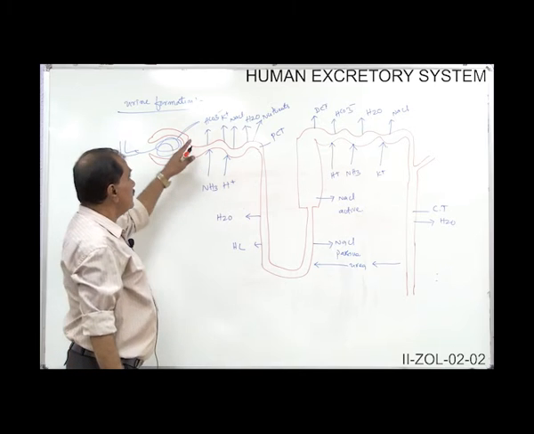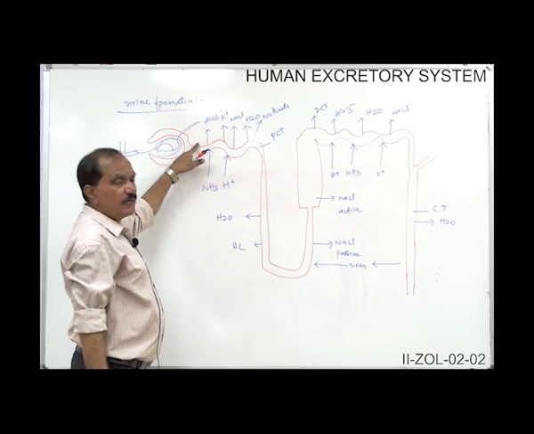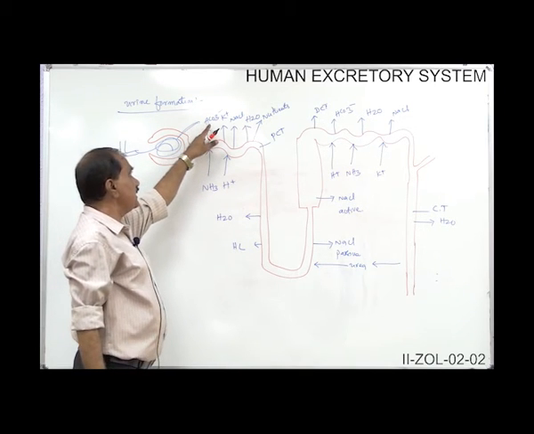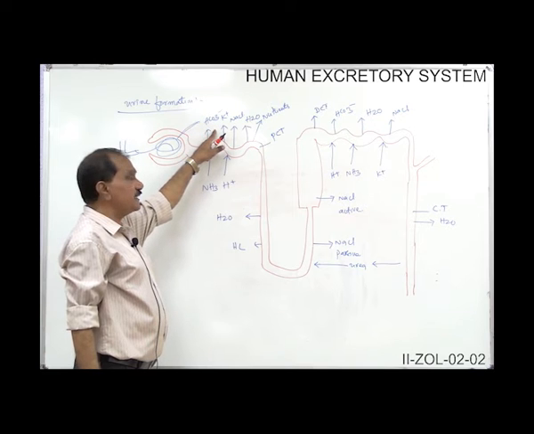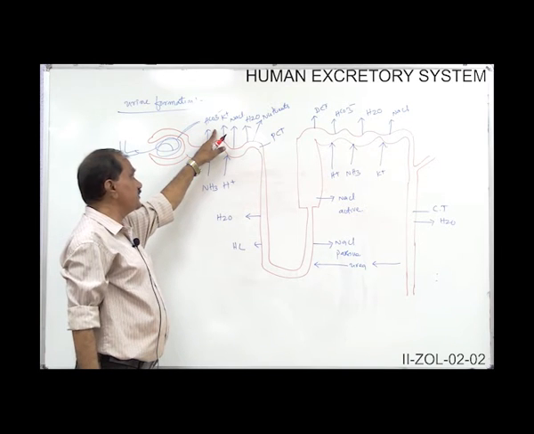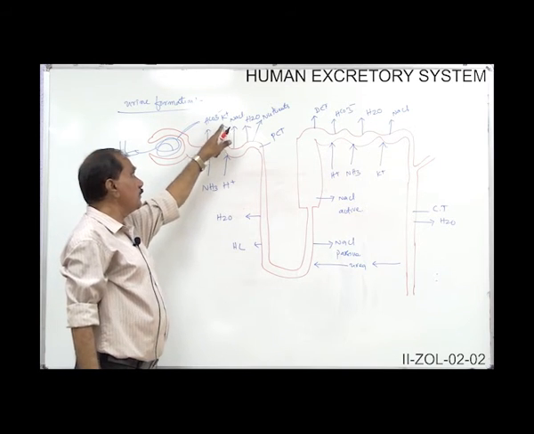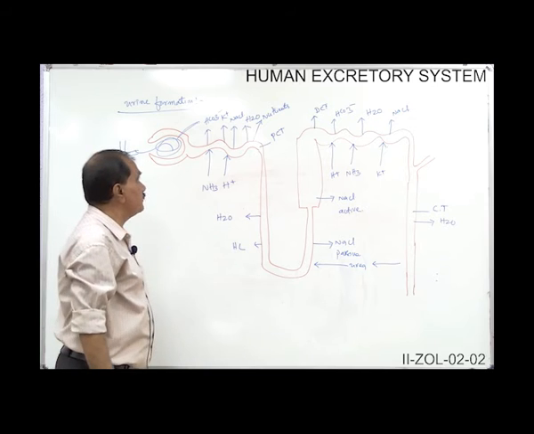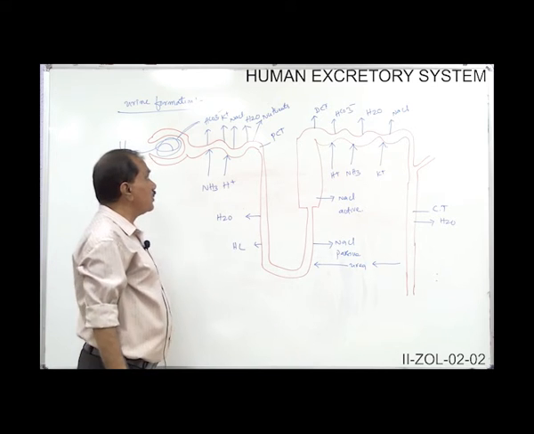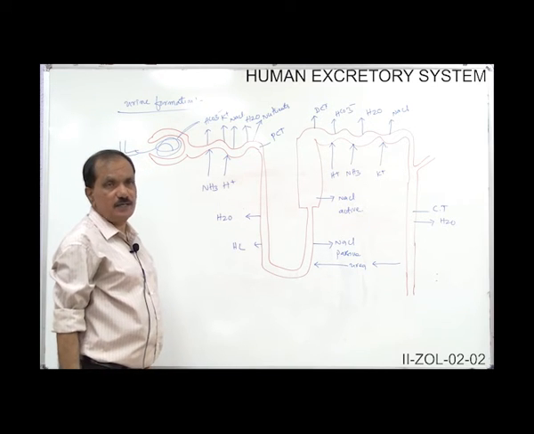In the case of the proximal convoluted tubule, we can see that HCO3 minus, the bicarbonate ion, will be reabsorbed, potassium plus ion will be reabsorbed, water will be reabsorbed, and the nutrients will be reabsorbed.